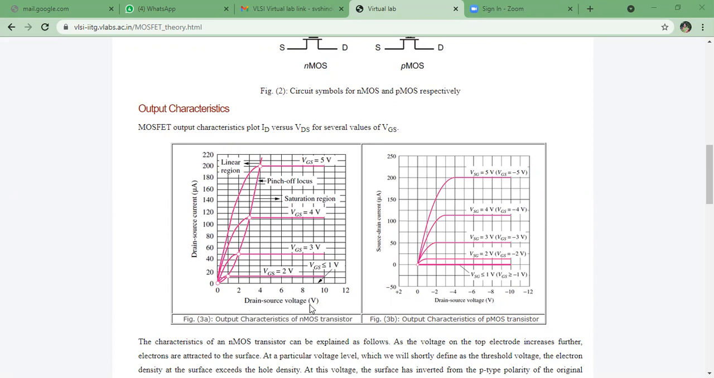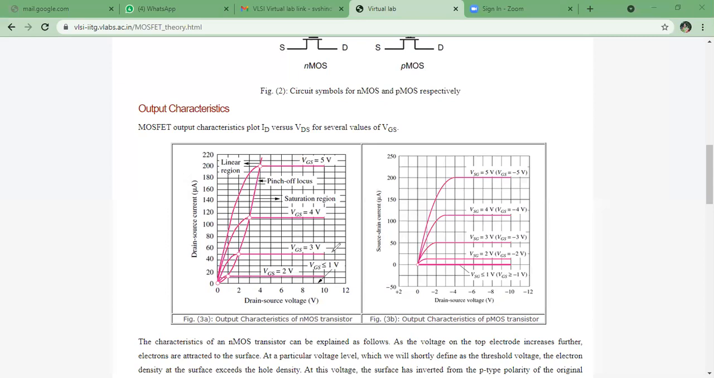Drain voltage is in volts, and drain to source current is in microamperes. So as the voltage is very less, below the threshold voltage, this region of operation is called the cutoff region. So here this is the region of operation. This region is called the cutoff region, and the gate voltage will be below the threshold. Okay, so this is the region.